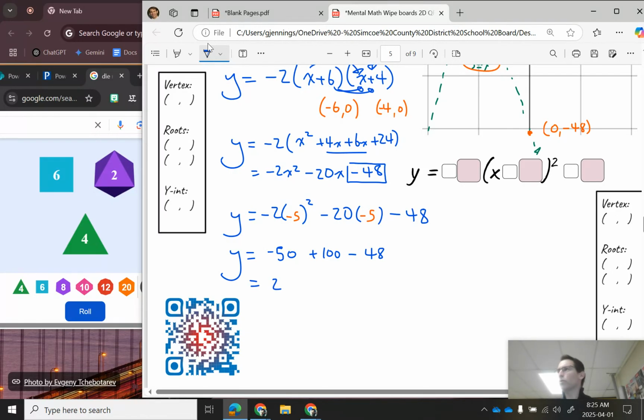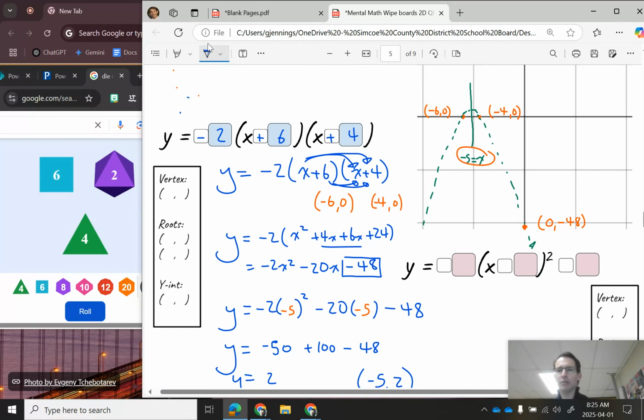It happens at 2. There we go. So we found the y value of the vertex, it's 2. And so that tells me that the vertex is at minus 5, 2. Cool. Let's put it on and label it. Minus 5, 2. There.